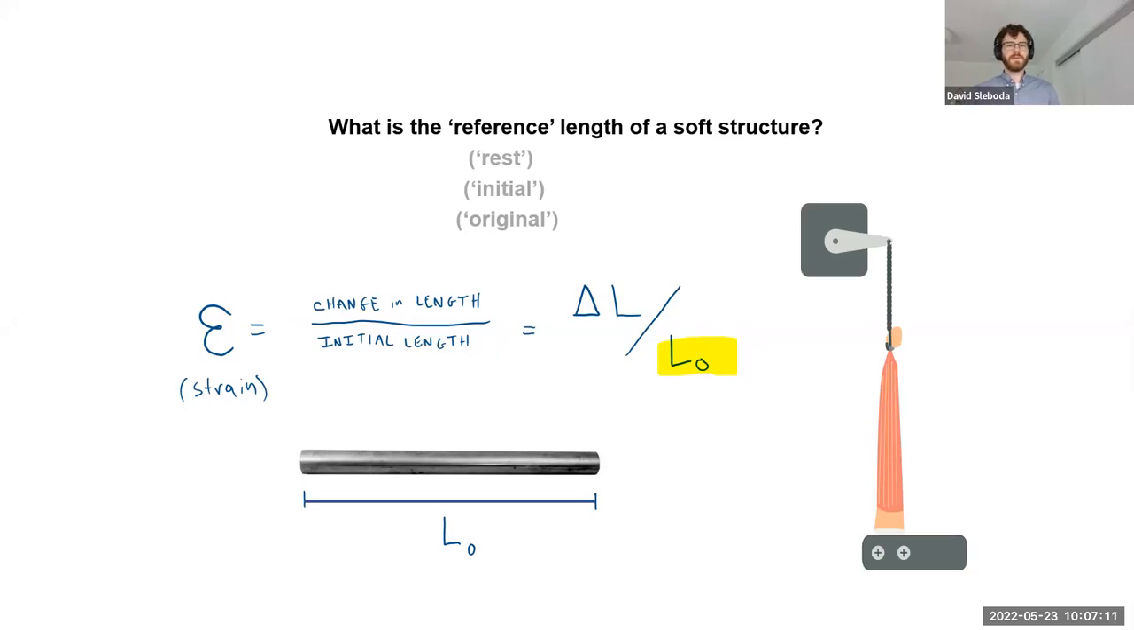But what if the original length of the thing that you want to examine is not so obvious, right? What if you're dealing with something like a muscle, which is soft and stretchy when it's not actively contracting? How do you define a reference length or an initial length for something like this?